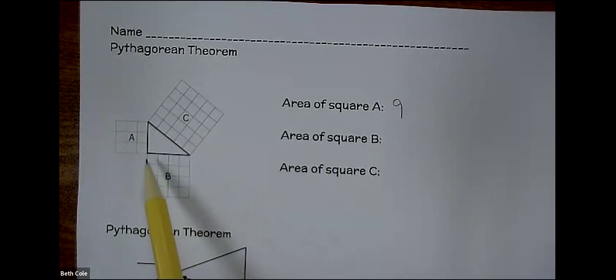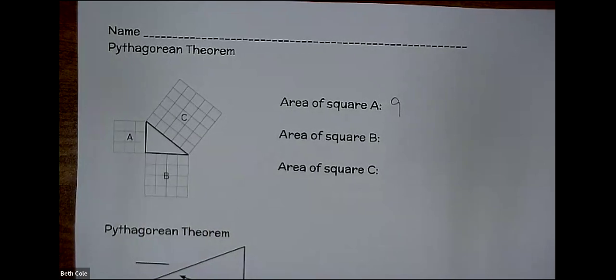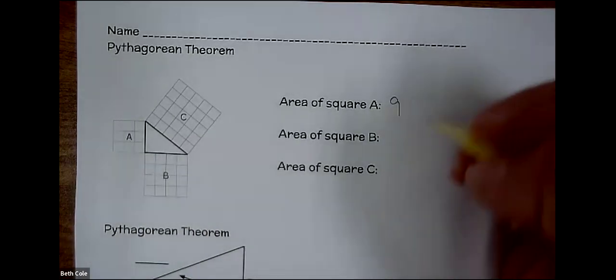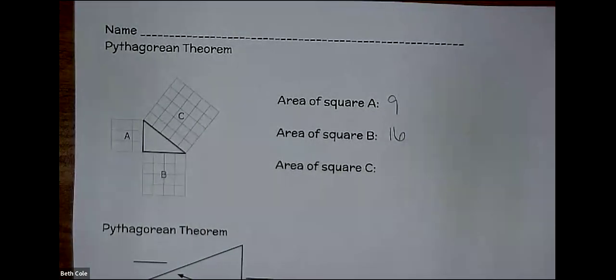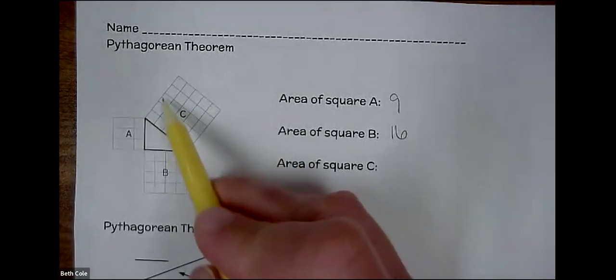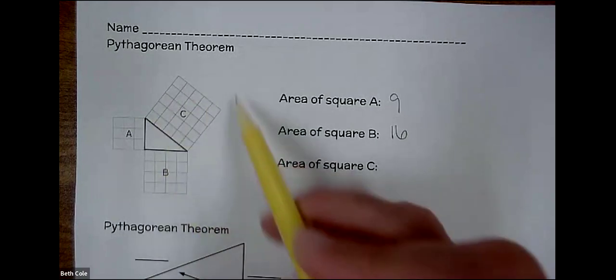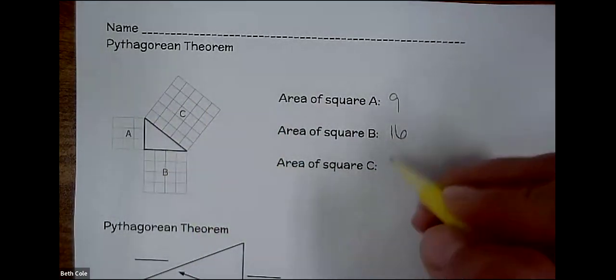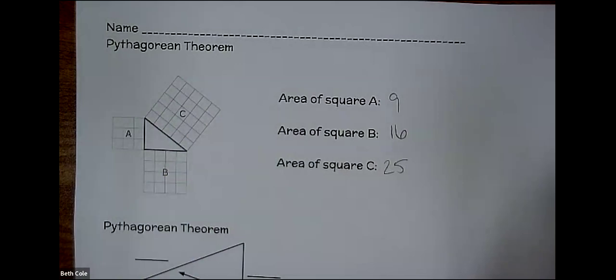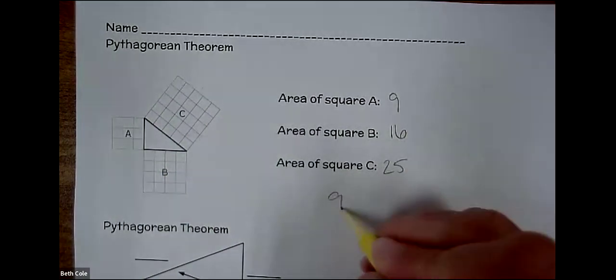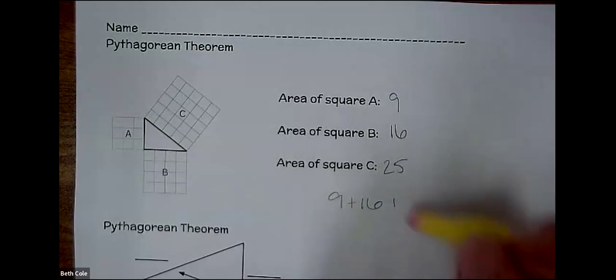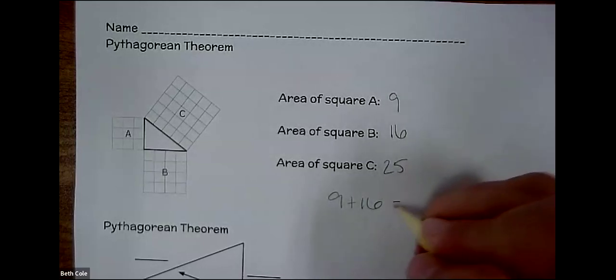So look at square B. All I want you to do is count the little boxes in there. There's 4 on each side, but it'd be a total of how many? All right, somebody say it. Good, 16. Cool. And then if you look at square C, there's 5 on each side, but if you counted them all up, it would be a total of 25. Now, if you add these together, 9 plus 16 gives you 25.